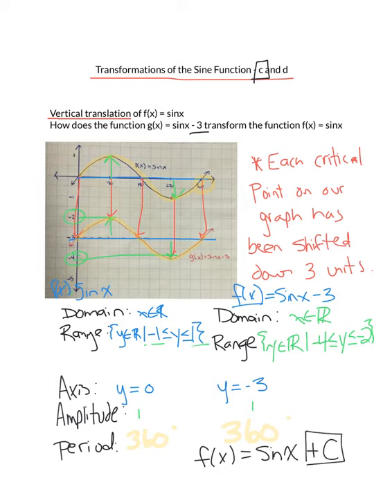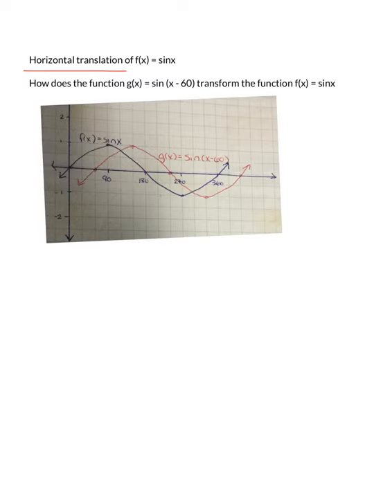So it's always this plus or minus c added to the end of the function if it's a vertical translation. On this slide, we're going to be talking about horizontal translations, so shifts right and left. Our example is basically the exact same as last time. So we have our original function in blue, that's our sine x, and we have our second function in red. In this case, it's sine of x minus 60.